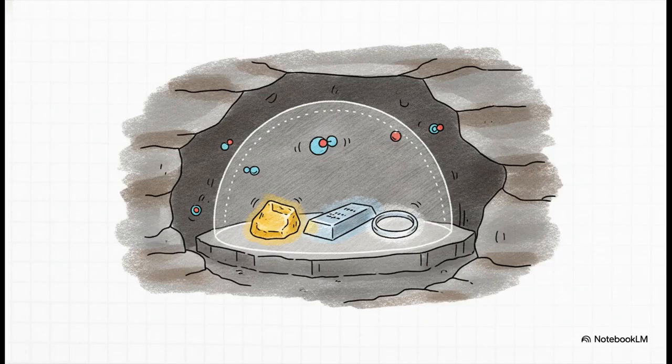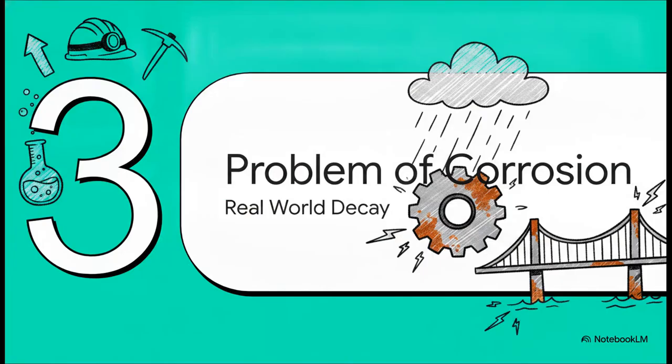Before we move on, we must briefly note the metals sitting at the very bottom of the reactivity series. Metals like gold, silver, and platinum are so unreactive that they don't even bother bonding with other elements. They're often found just resting quietly in nature, purely in their free state. Section 3. The problem of corrosion.